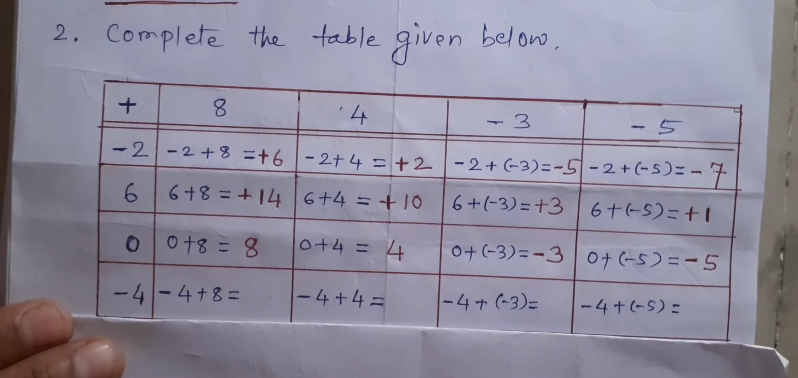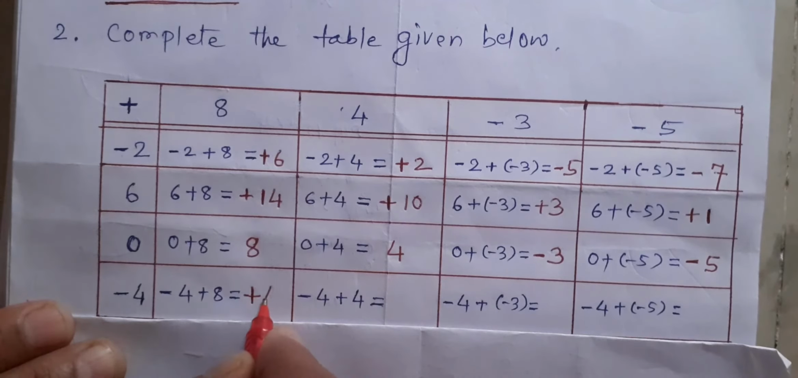Suppose I am here at minus 4, okay, and I have to add 8. So I have to move 8 places from this minus 4 to the right hand side. So from this minus 4 I am moving 8 places. This is 1, 2, 3, 4, 5, 6, 7, 8. What is the answer here? We are getting the number plus 4. So the answer is plus 4.